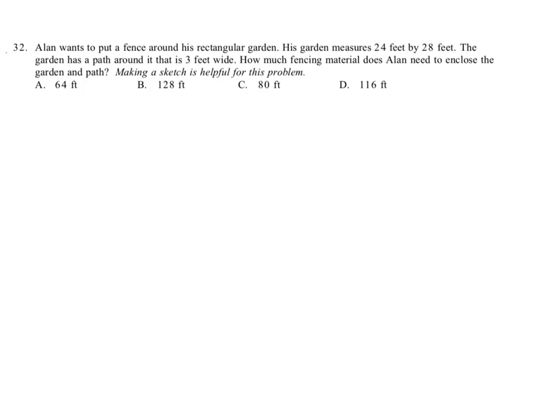All right, Alan wants to put a fence around his rectangular garden. His garden measures 24 by 28 feet. I can drag out a little square shape here and pick a good color for this. So let's just use yellow, I guess.